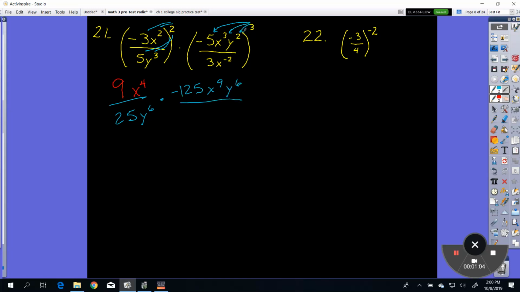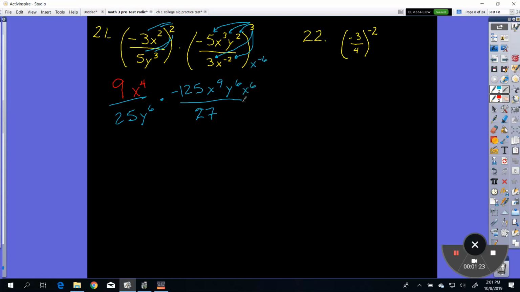So now into the bottom. 3 cubed, 3 times 3 is 9, times 3 more is 27. And then I'm going to go 3 times negative 2, which makes x to the negative 6. But the negative exponent moves it from the bottom up to the top.